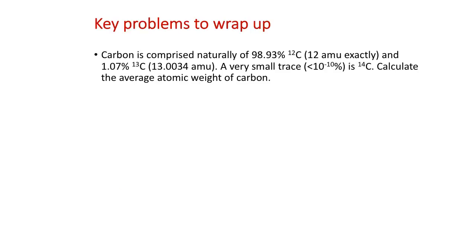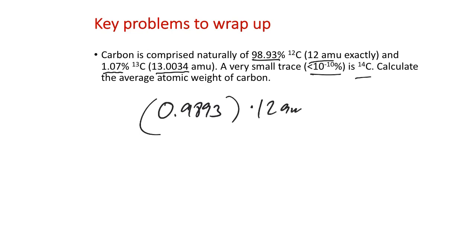So, a couple of problems to wrap up. We did this problem earlier, so I think I'll gloss through this one. Here we're given a slightly more precise abundance of the carbon-12 atom. Still the mass is exactly 12 AMU, and then 1.07% is the abundance of carbon-13, with a more specific atomic mass given. The carbon-14 mass is so small it's not going to contribute. So can we calculate the average atomic weight of carbon? This is just 0.9893 for the carbon-12, multiplied by 12 AMU exactly, and then we add that to the 0.0107 abundance for the carbon-13 times the mass of carbon-13.